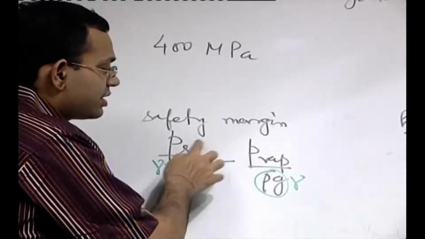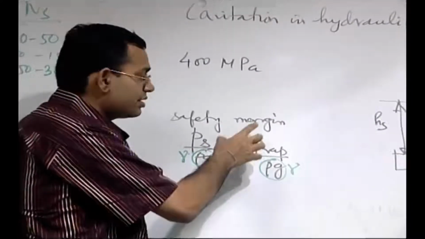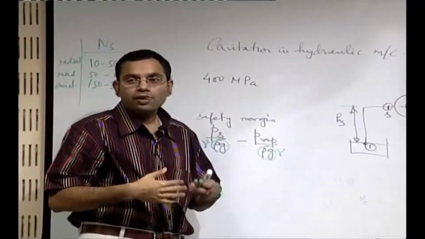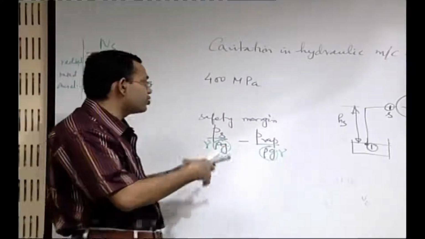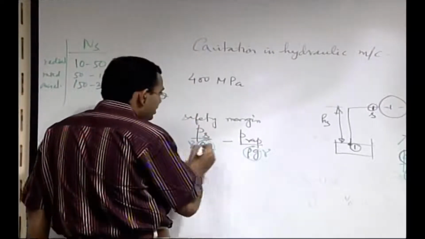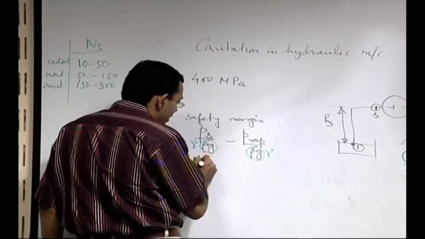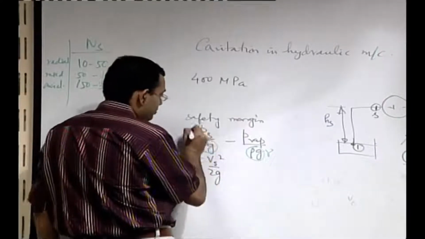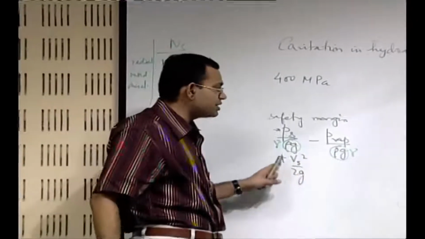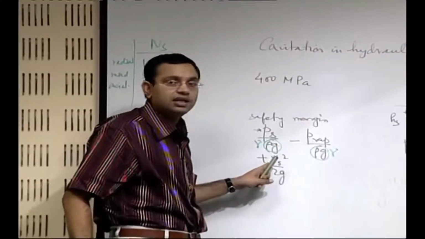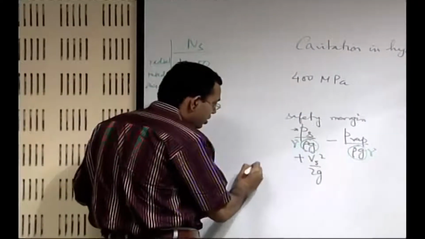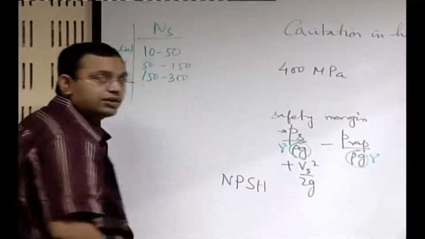If this is positive, the more positive it is, the safer it is to avoid cavitation. In practice, a safety margin is defined where you also add Vs square by 2g to this, because what helps you to have a positive head at the suction is the kinetic energy. This is given the terminology of NPSH, or net positive suction head.